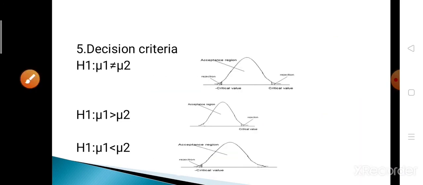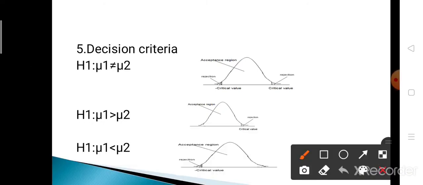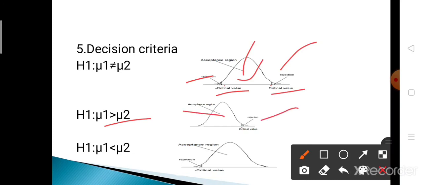Now the last is decision criteria. For the three cases there are different decision criteria. For a two-sided test there are two rejection regions, one on the right side and one on the left side, and the middle part is the acceptance region. This point is the positive critical value and this one is the negative critical value. If the test is a one-sided right test, then there is only one rejection region on the right side, and all the left side part is the acceptance region, and here is the positive table value or critical value. And for a one-sided left test, there is only one rejection region on the left side and this point is the minus critical value, and the right-hand side part is the acceptance region.